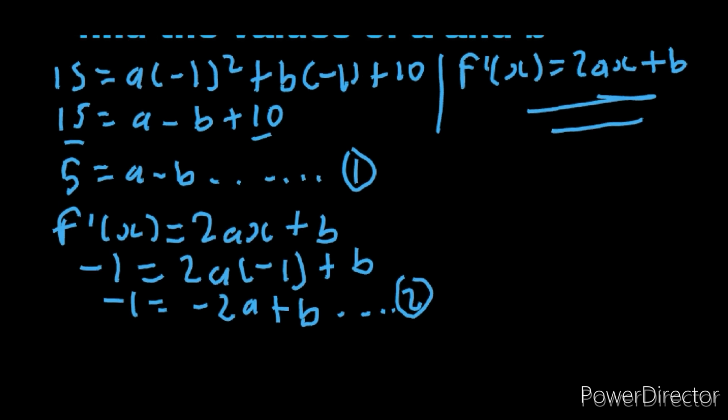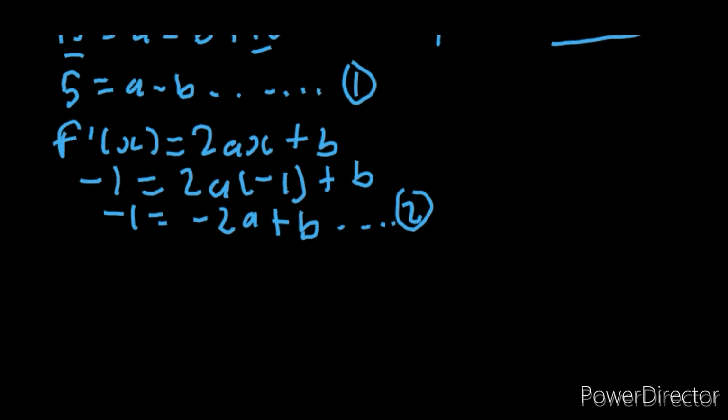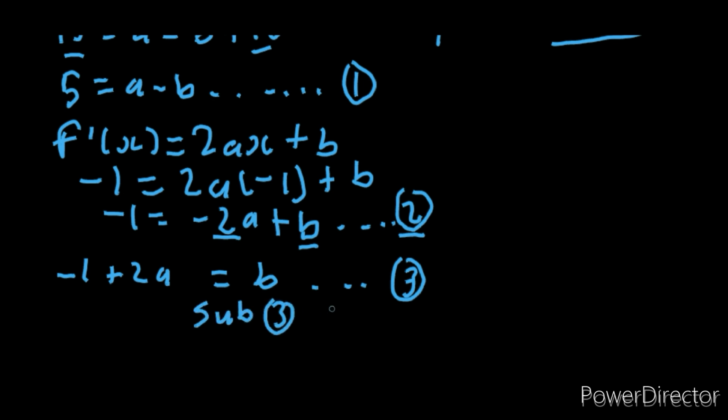So let's proceed. Alright, so I'm going to use the substitution method, and I'm going to manipulate my second equation and make b the subject of the formula. And therefore I'm going to have b is equals to minus 1. And if I take this minus 2a to the other side, it's going to be plus 2a. So this is going to be my equation 3. Alright, so now I'm going to say substitute equation 3 into equation 1, since I did not manipulate equation 1. So I'm going to write equation 1 exactly the same as it is, but instead of writing b, I'm going to write what b is equals to. So it's going to be minus 1 plus 2a.